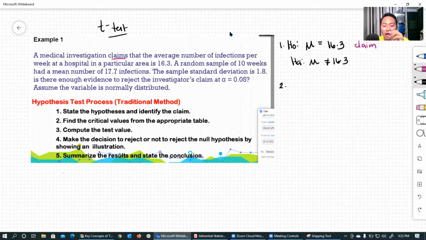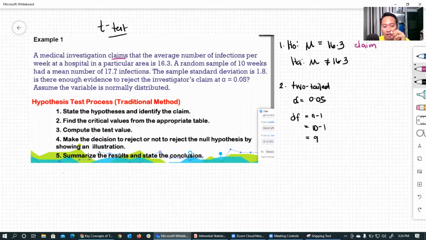Before that, let's take a look at what type of test this is. This is a two-tailed test, guys, because we're using not equal to for the alternative hypothesis. So now, what is our alpha? Alpha is 0.05. And what is our degrees of freedom? The degrees of freedom, guys, is equal to n minus 1. The n is the sample size. The sample size given in the problem is 10 weeks, minus 1. So we have a degrees of freedom of 9.